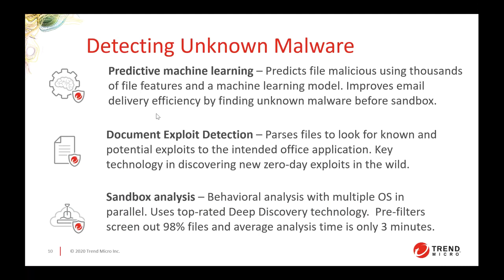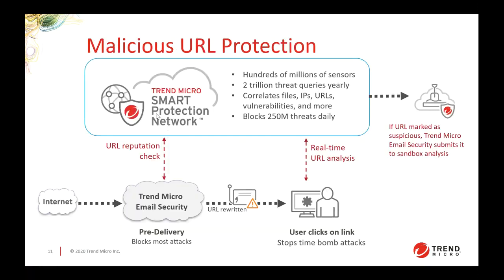And then the sandbox analysis is also there for unknown malware protection. So we are relying on these three things. Our sandbox is called Deep Discovery, and it will screen out 90 percent of files, and the average response time is less than 3 minutes. Deep Discovery is very effective; you can refer to the NSS Labs report and everything. It has a breach detection capacity of around 99%.